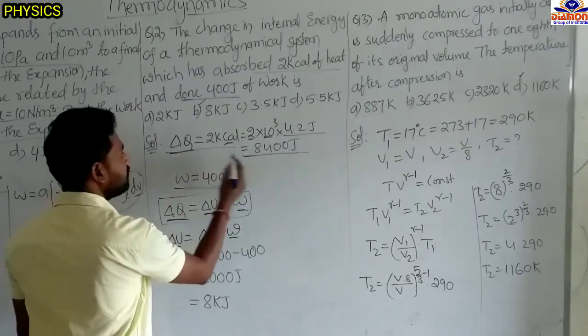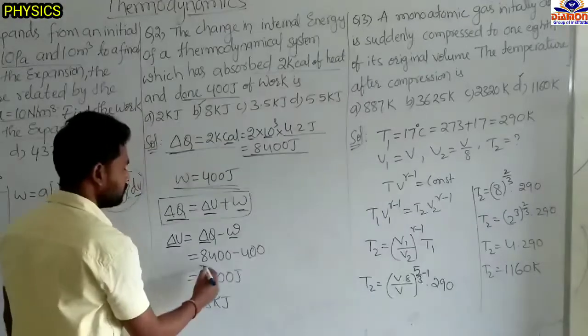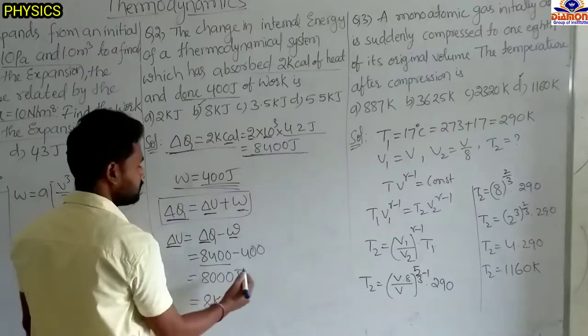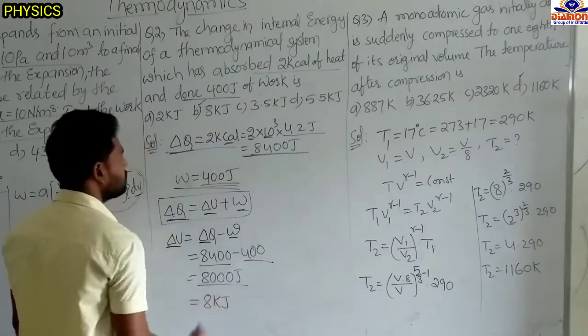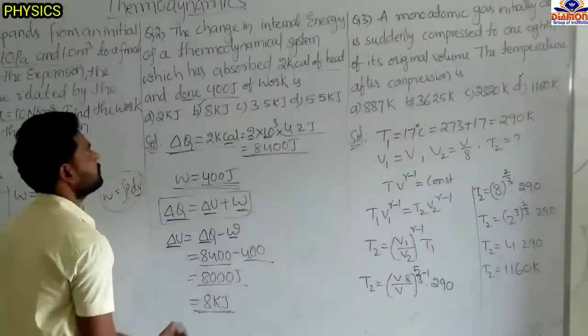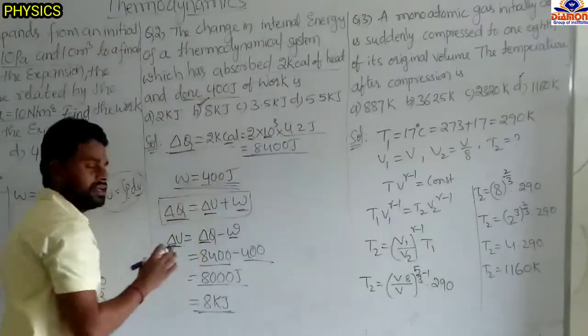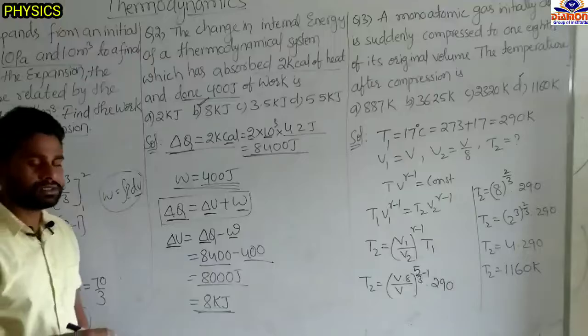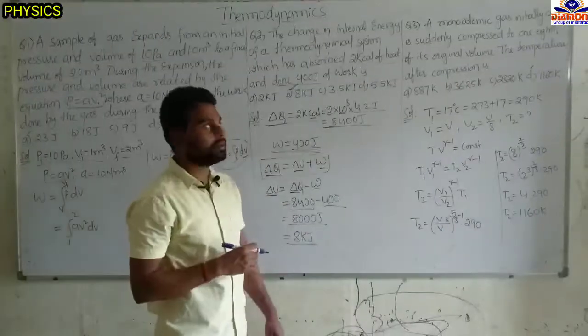So heat absorbed is equal to 8400 joules, and the work done is 400. So 8000 joules, but since they are given in kilojoules, we will get 8 kJ. This is a very simple problem, but don't make mistakes. See, the sign convention is very important.